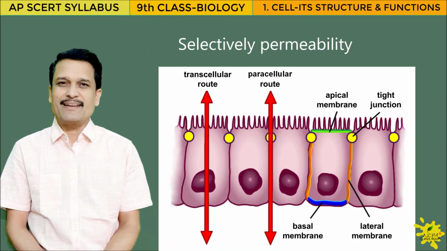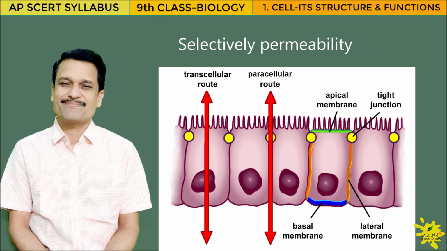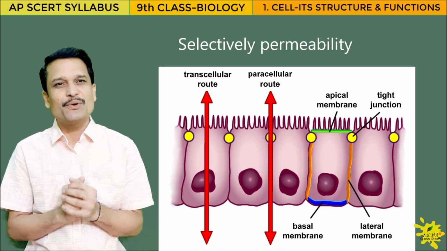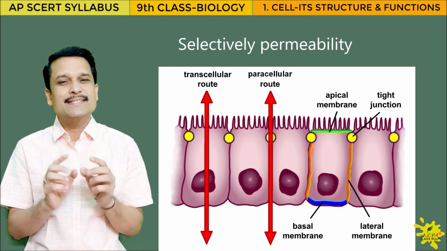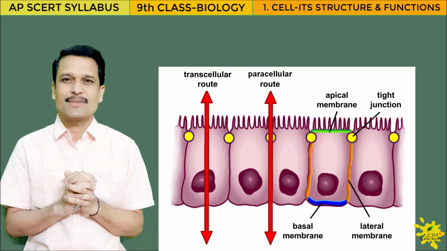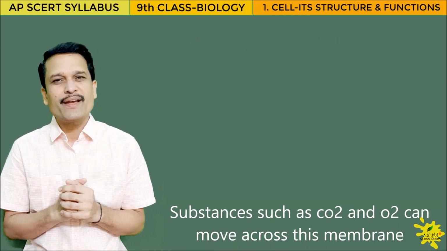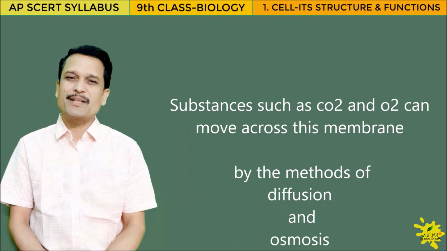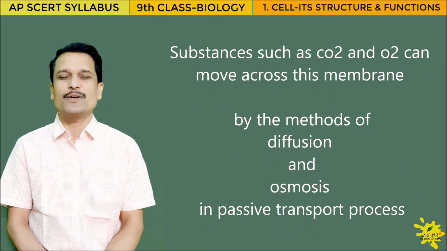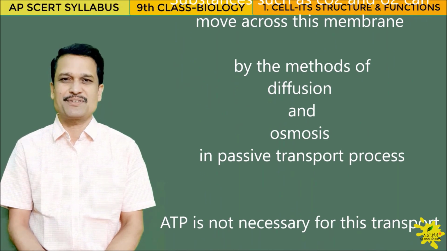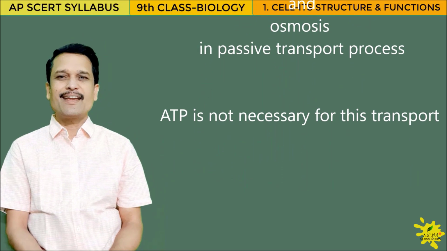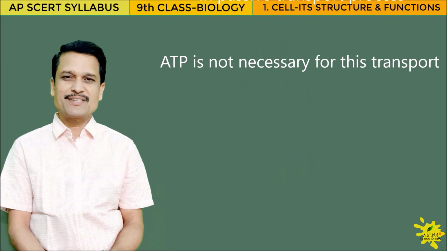Selective permeability. This is the unique feature of this membrane. It does not allow every substance through it. So, this nature is called selective permeability. Substances such as carbon dioxide and oxygen can move across this membrane by the method of diffusion and osmosis in passive transport. ATP is not required and involved in this method of transport.